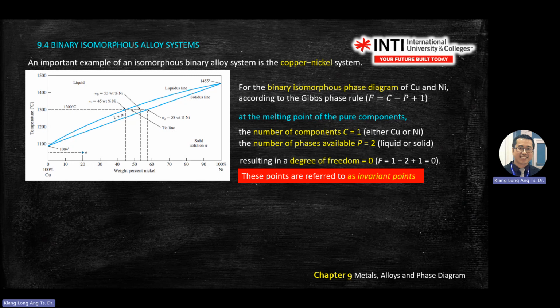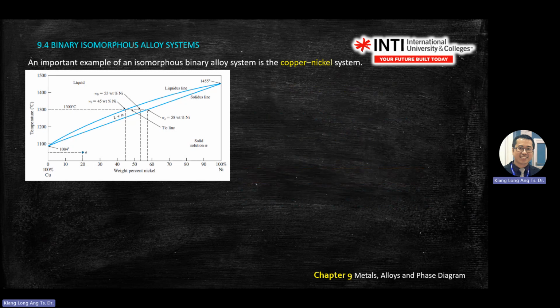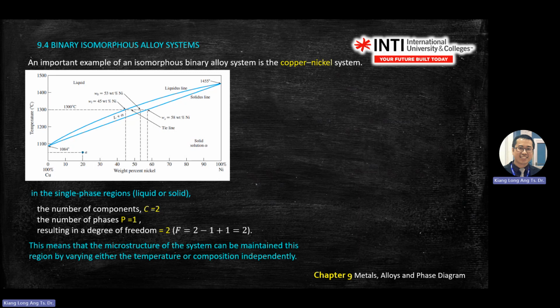So this is to tell you that at the melting temperature, at this one or this one, there's no freedom that you can choose. There's only one temperature at which it can melt, for example, for a pure component. So these are just further explanations.